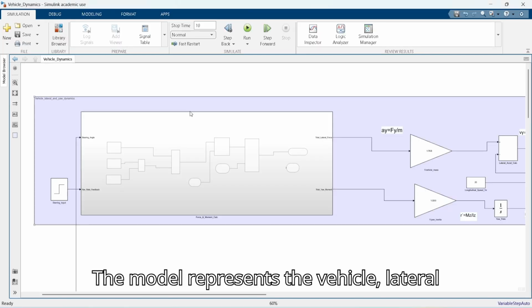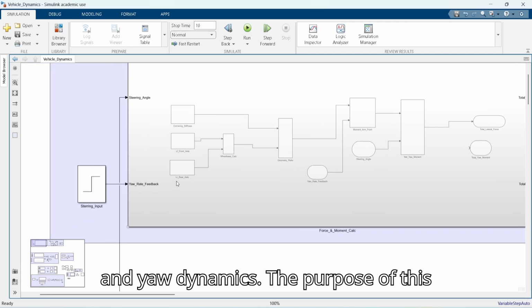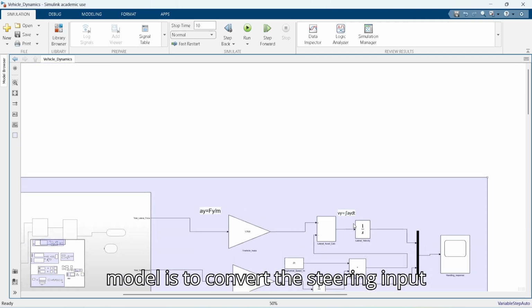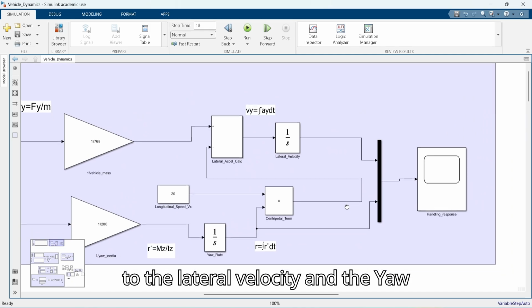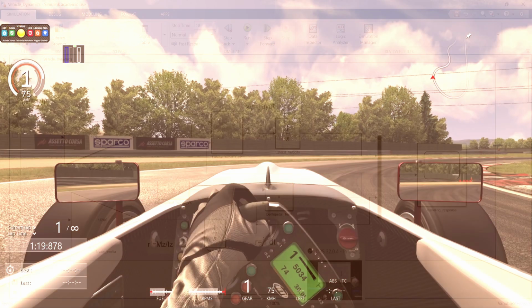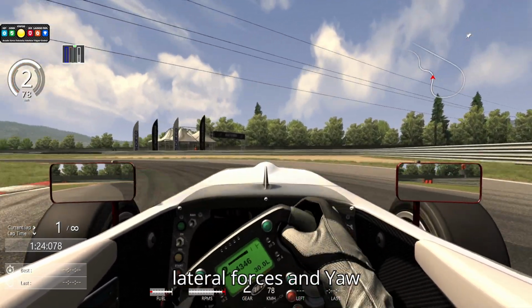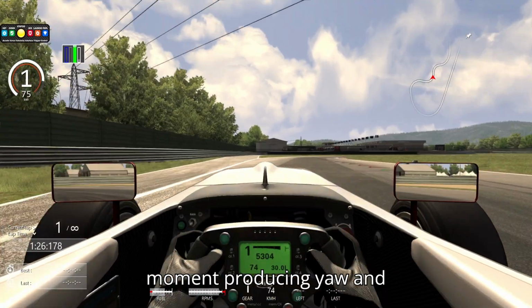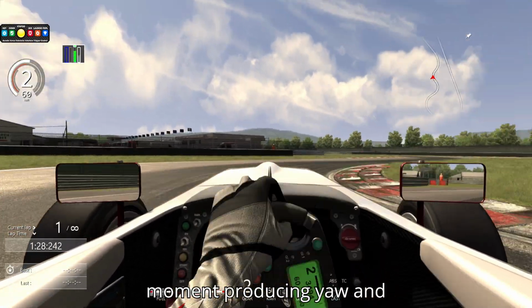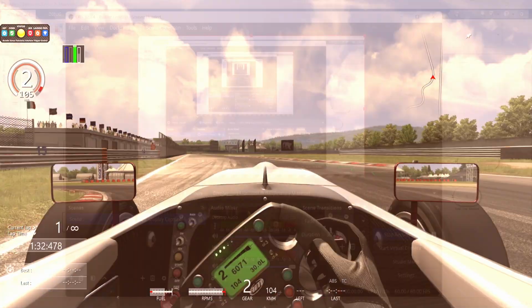The model represents the vehicle lateral and aerodynamics. The purpose of this model is to convert the steering input to the lateral velocity and the yaw rate by using basic vehicle dynamic physics. Here, steering input generates lateral forces and yaw moment, producing yaw rate and lateral acceleration, demonstrating lateral yaw dynamics.